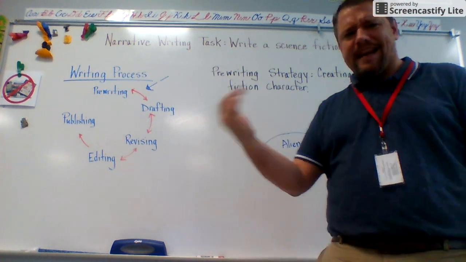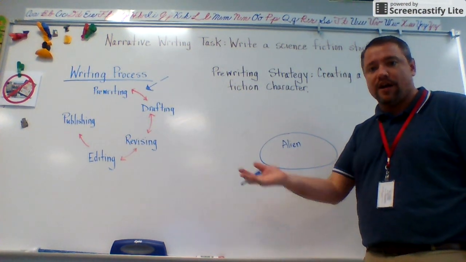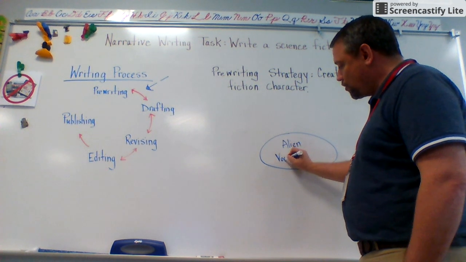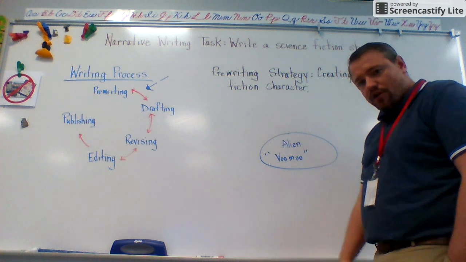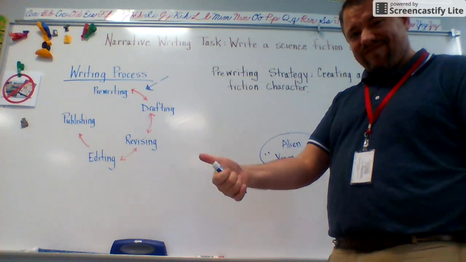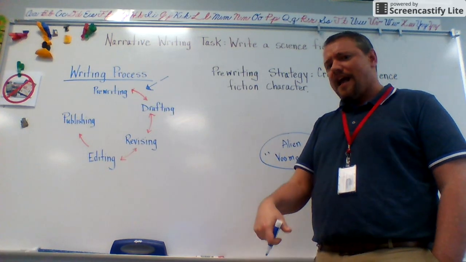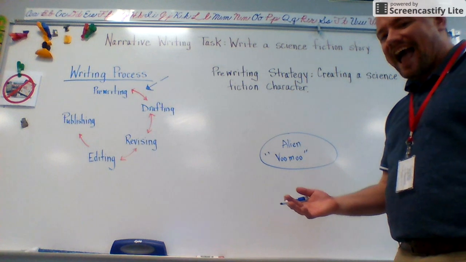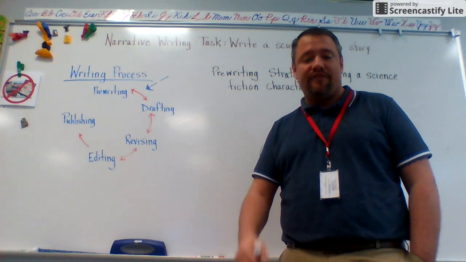I want to come up with a name. Again, I can always change this because this is just a pre-writing strategy, so I may go back and change it later. But let's call my alien Vu Mu. All right, so now I have the idea of what the character is going to be, and I gave the character a name. I'm going to make my character the protagonist, which means that he's the good guy. He's the hero of the story.